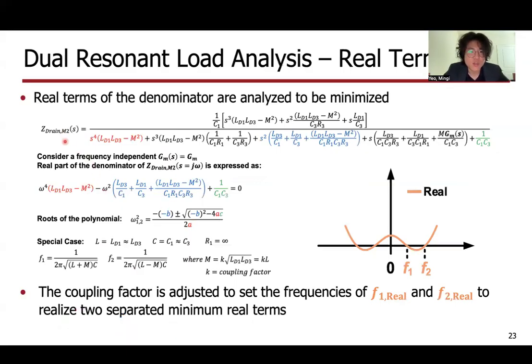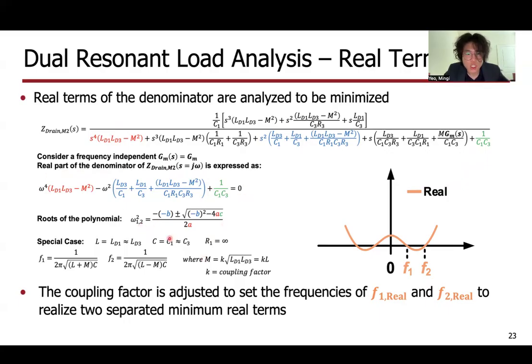So here up top, we express the impedance equation that we have at the output of stage 1. And on this slide, we are going to examine how the real terms of the denominator are minimized. To simplify the analysis, we consider a frequency-independent GM. Then the real part of the denominator is, when the Laplace variable s is replaced with j omega, the even order terms make up the real portion of our denominator, the red, blue, and the green. These color terms can then be combined and set equal to 0.